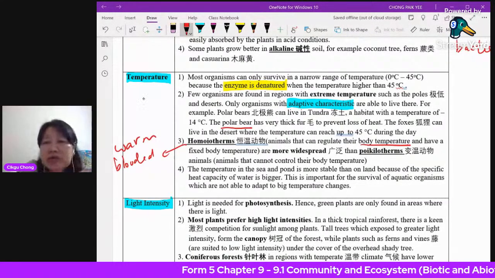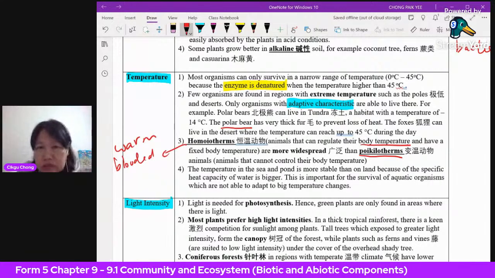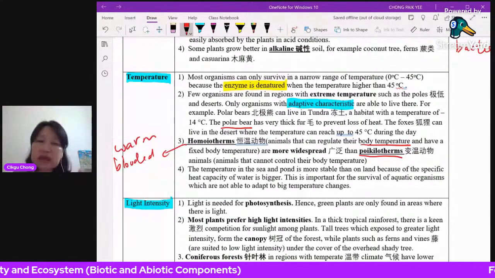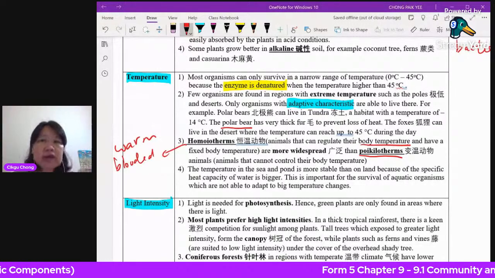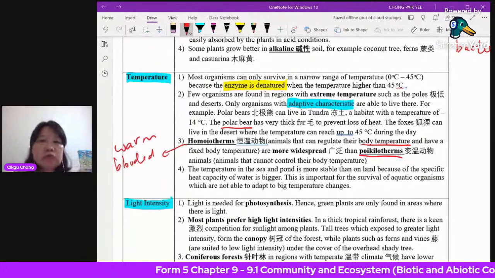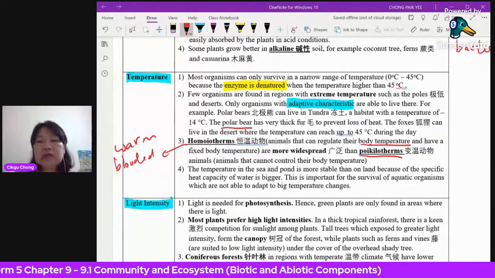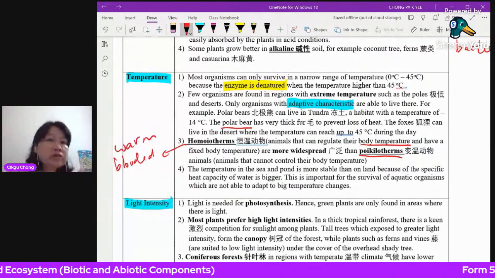They are called poikilotherms. Poikilotherms cannot control their body temperature. Don't say that their blood is cold; they cannot control body temperature. That means if the environment is very cold, their blood and body temperature will follow the environment outside the body. So these animals are not able to be found in areas which are very cold.